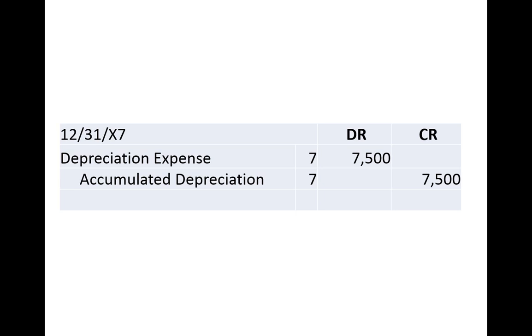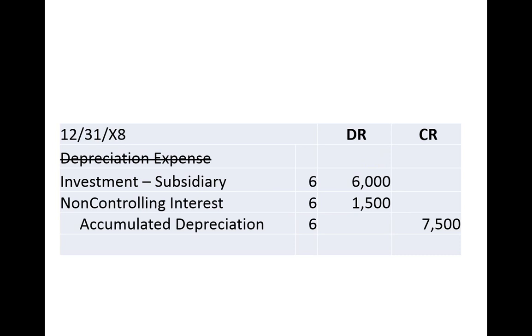This is a good starting point for us to go forward in X8, and we know that revenue and expense accounts close out to investment in the NCI, so we'd make the following entry in X8. This is very similar to what we did on the downstream transaction. The only difference is on downstream 100% went to the investment subsidiary account. On the upstream, it's going to be allocated out between the investment subsidiary account and the NCI account. We clean it up, it looks like this.